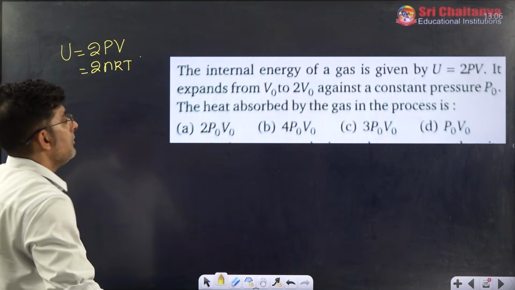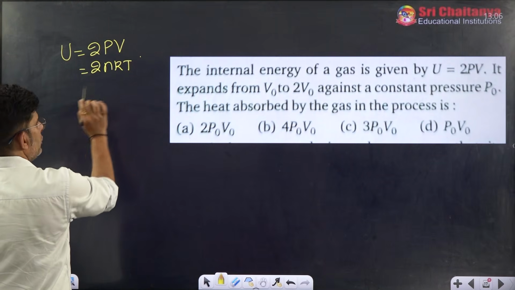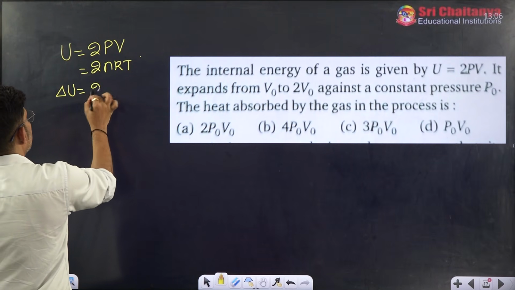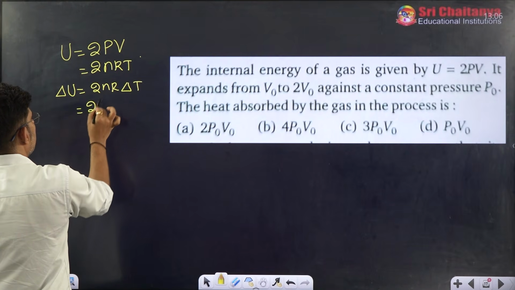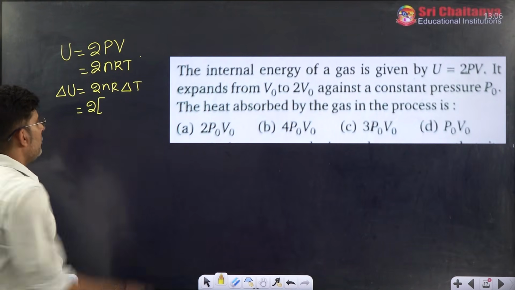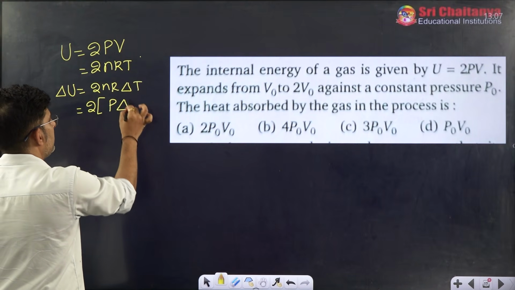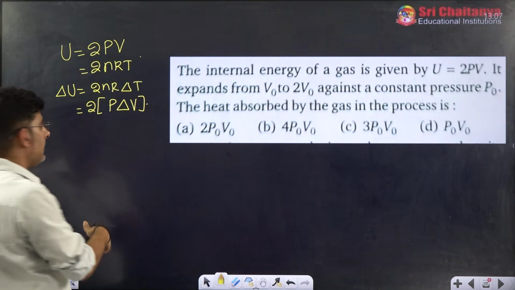The heat absorbed by the gas in the process. Okay, they have given pressure is constant. So 2nRT we have for U. So delta U can be written as 2nR delta T. But they have given pressure and volume. So nR delta T, can I write, since pressure is constant, nR delta T as P delta V? So P delta V will become nR delta T.